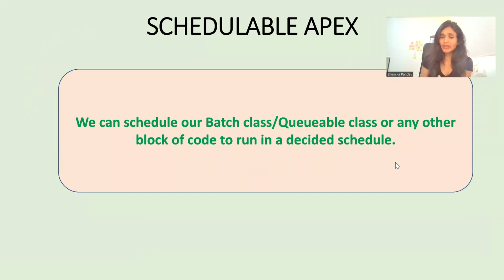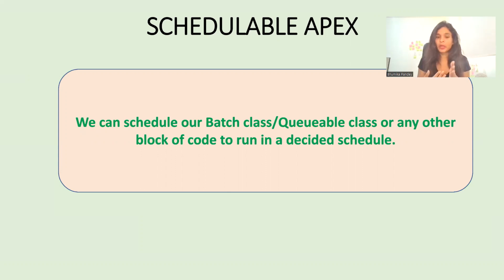Till now we saw how to write batch classes and queueable classes and how to implement future methods. Just imagine you have a requirement of updating something in Salesforce every day. For example, you have written a batch class and you want something to be updated on the accounts every day, maybe for months or for a few years. It could be an update or a deletion also.